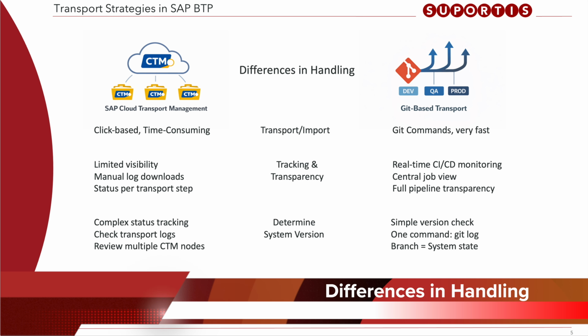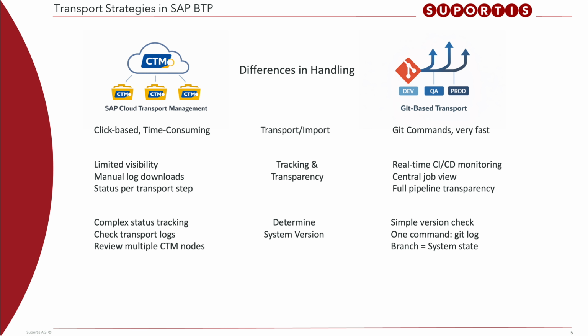Now, let's look at the difference in handling. On the left side, we have cloud transport management. The process is click-based. We navigate through web interfaces, select transports, confirm imports, and wait until each step is completed. A full transport across all systems requires multiple manual actions and waiting times.